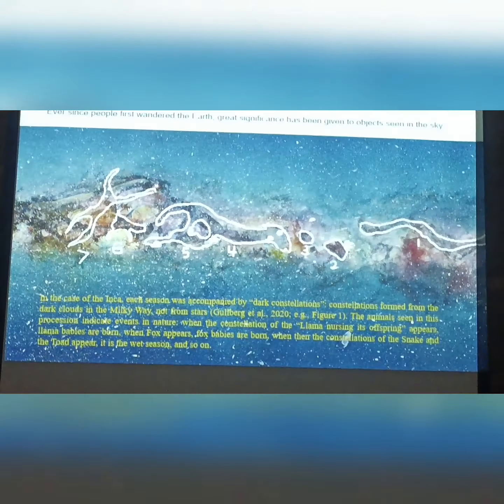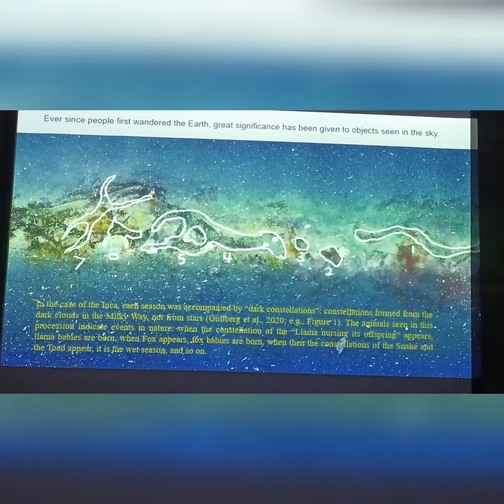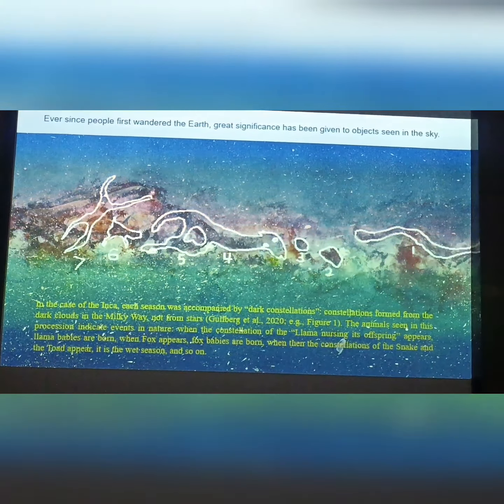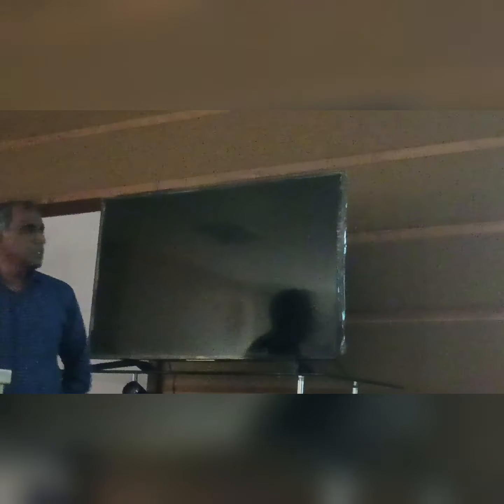So in case of Inca, each season was accompanied by the dark constellations, the constellations formed by the dark clouds in the Milky Way. So the animals seen in the progression indicate events in nature. When the constellation of Llama appears, it was the time for the llama's babies, and so on.